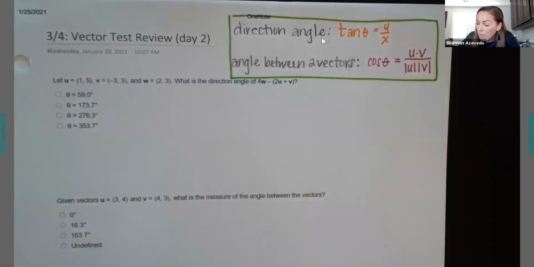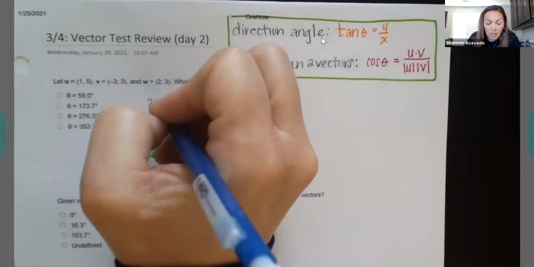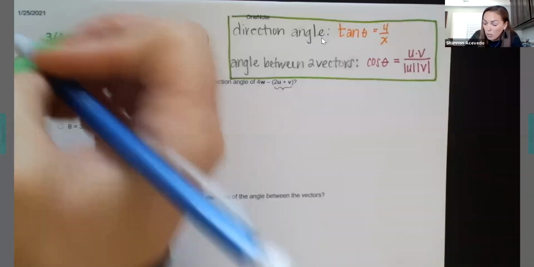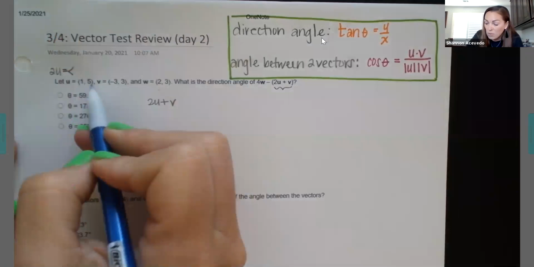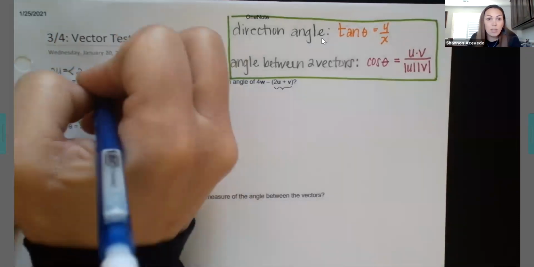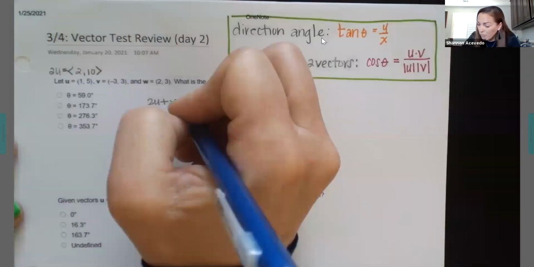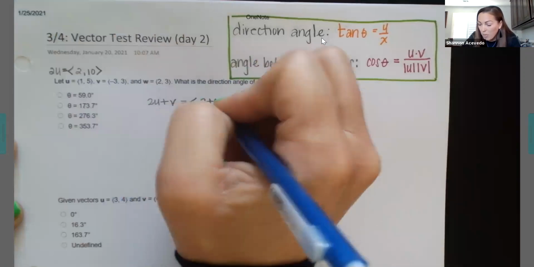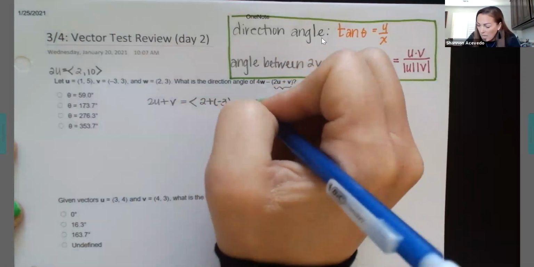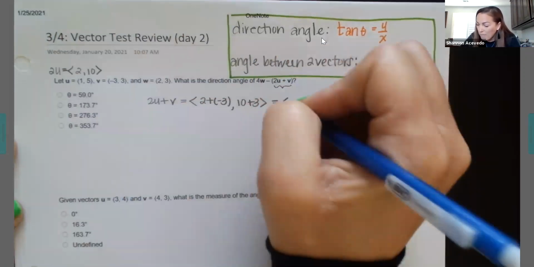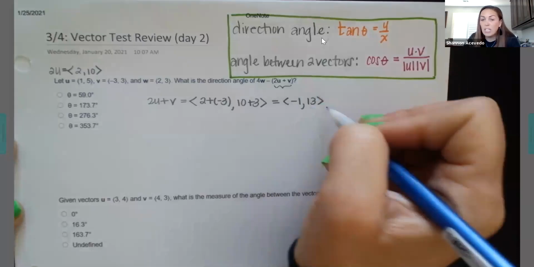I'm going to start with what's inside my parentheses first. So I'm going to do 2u plus v. 2u is going to be 2 times 1 and 2 times 5, so it's going to be 2, 10. There's my 2u. Then 2u plus my v gives me 2 plus a negative 3, and 10 plus 3. I end up with the vector negative 1, 13. So this vector right here is negative 1, 13.